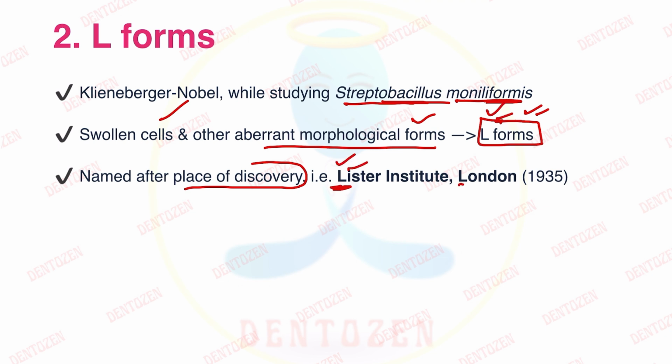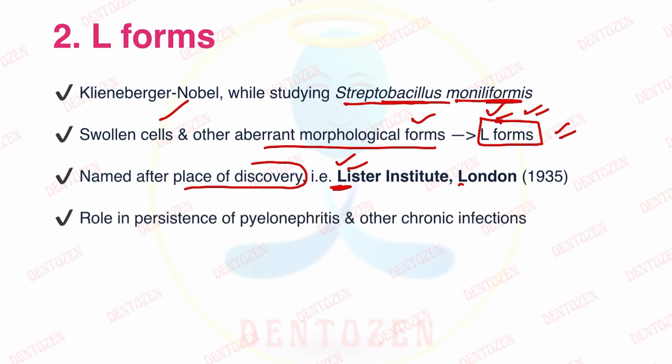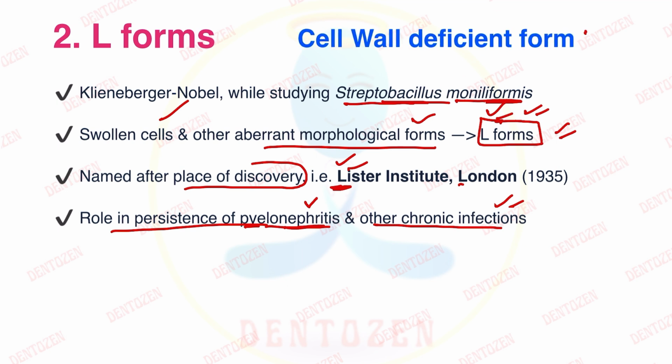Now, when bacteria form these L forms, it helps the bacteria in persisting infection. So they have a role in the persistence of pyelonephritis and other chronic infections. So these bacteria, that is L forms, have lost their cell wall. So they are called cell wall deficient forms. So the cell wall is deficient in this form of bacteria.